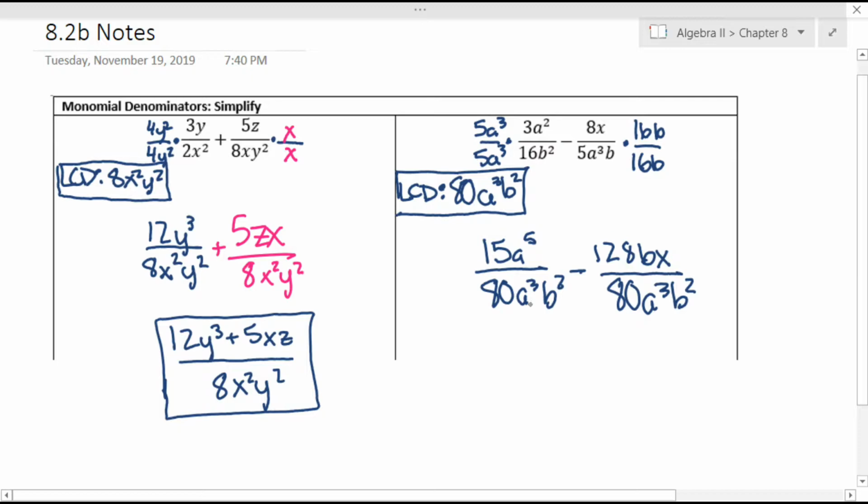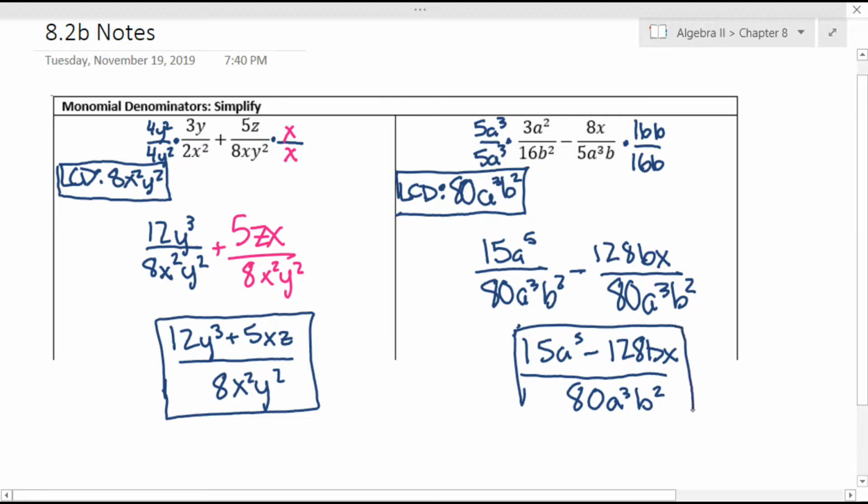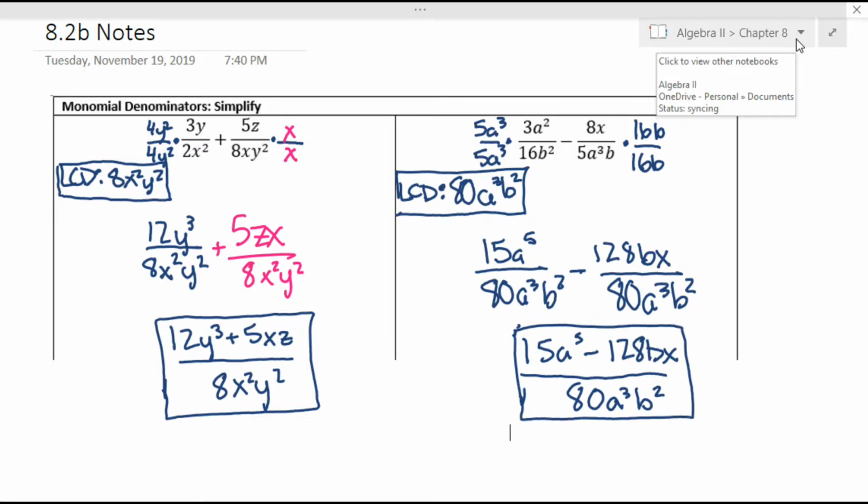And now we don't have like terms on top, so we don't have to worry about it, but we're going to have 15 a to the 5th minus 128 bx all over that common denominator, 80 a cubed b squared. And this is the answer. All right, you guys can try the next two, pause them, and then I will go over them right now.